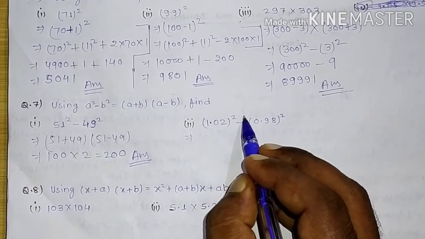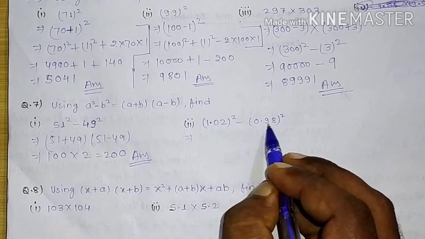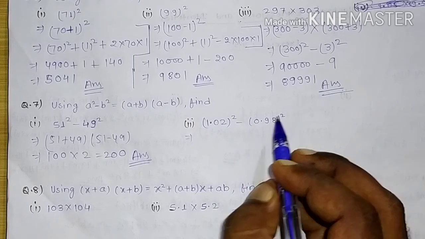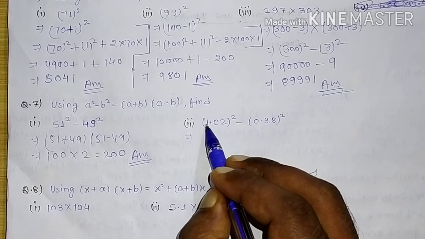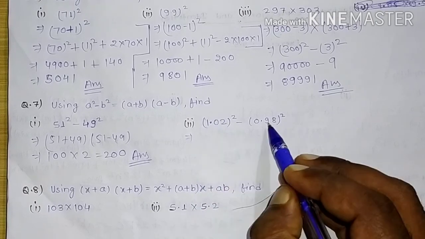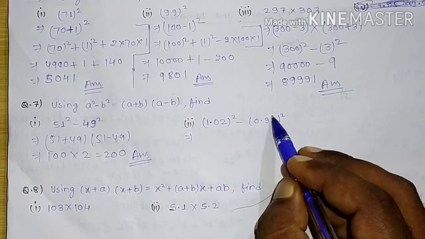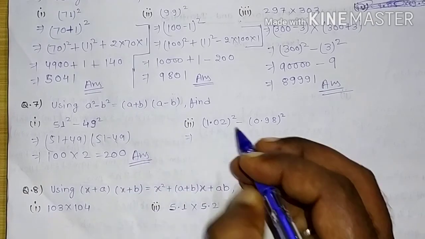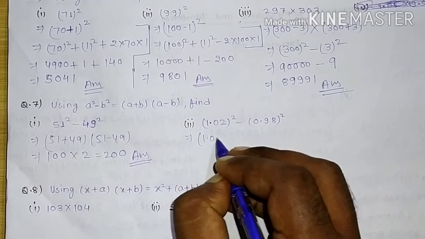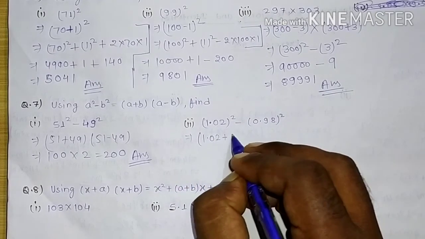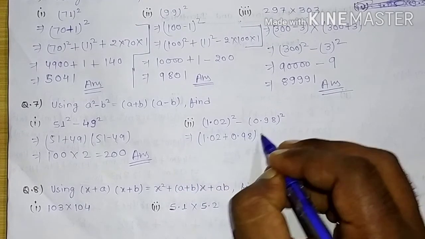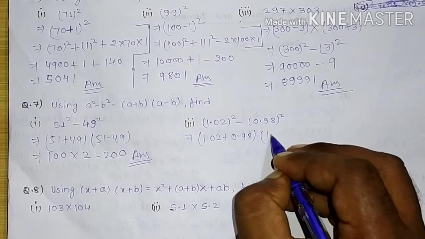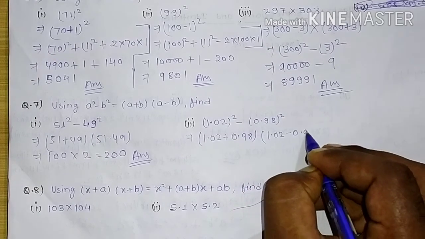Now the next question, that is question number 2: 1.02 to the whole square minus 0.98 to the whole square. So again 1.02 equals to A and 0.98 equals to B. The formula will be A plus B, A minus B. So A plus B, that is 1.02 plus 0.98, and A minus B, that is 1.02 minus 0.98.